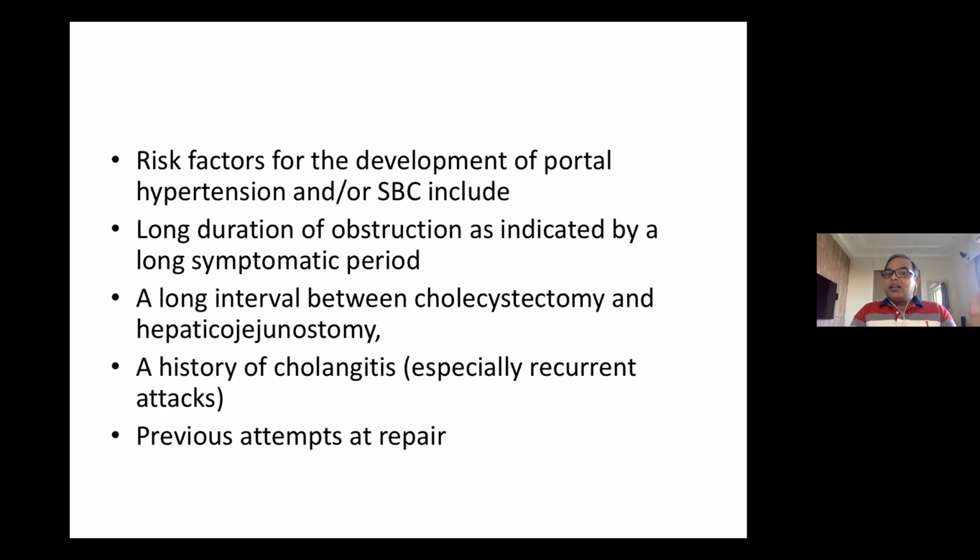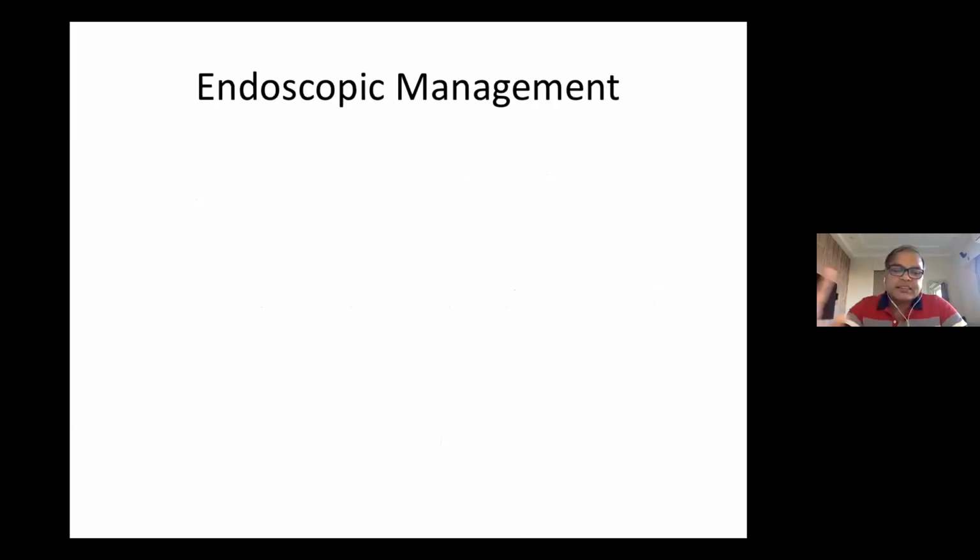And if there is a history of cholangitis, and I explained the cause, and if there are recurrent attempts to repair these, then there is more vascular injury to the bile ducts, and the patient ultimately ends up in biliary cirrhosis. Now let's learn from what the endoscopic guys do with benign biliary strictures, and get from it what we should do and how we manage it, what lessons we have to learn from them.